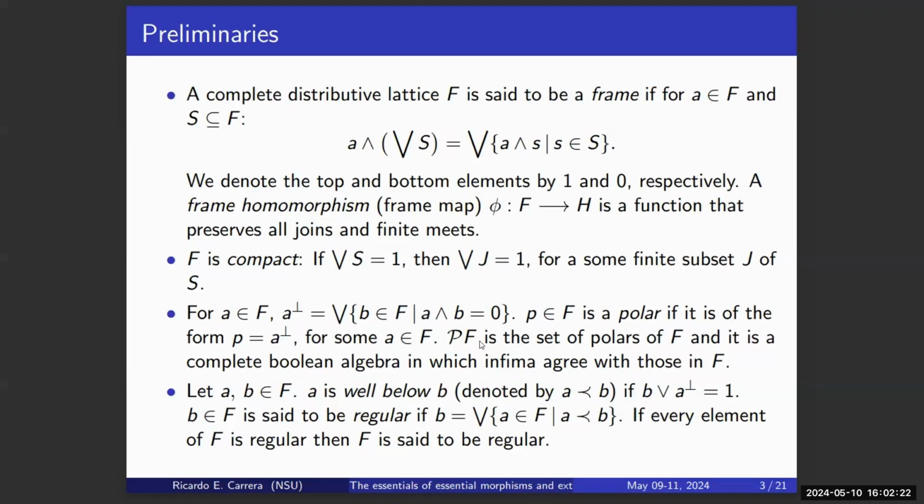I think it's also in the frame language, some of you might call it the Booleanization. So PF is a complete Boolean algebra in which infima agree with those in F. And then the last concept that I don't think anyone's defined thus far is the well below. So 2 elements, A and B: A is said to be well below B if B sup A perp equals 1. And an element B in a frame is said to be regular, provided that B is equal to the join of all the elements that are well below it. And if every element in the frame is regular, then we say that the frame is a regular frame.